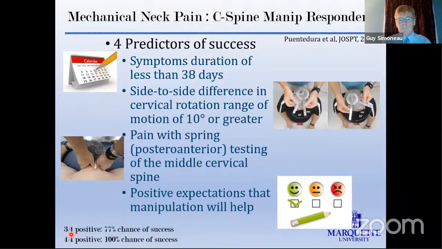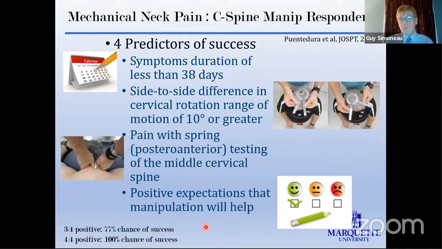And what he found was that if people had three of those four, his success rate was 77%. And success was defined as resolution of 50% of the symptoms and the pain. So an improvement of at least 50% in one or two treatment sessions, which is a pretty high bar to set. But he found that if you had three of the four of those, 77% of those people within one or two treatment sessions were at least 50% better. And if you had four of those, the success rate was 100%.